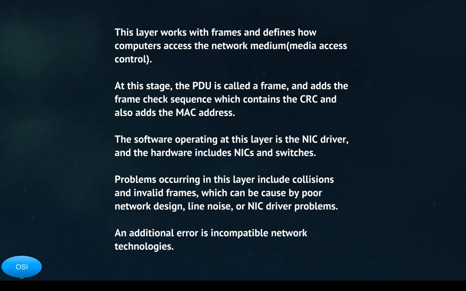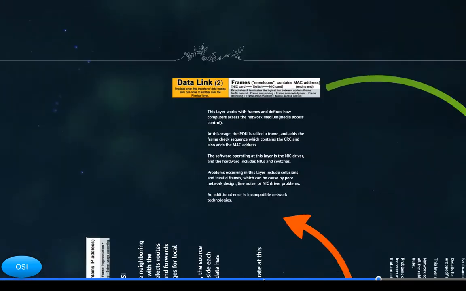The software operating at this layer is the NIC driver, and the hardware includes NICs and switches. Problems occurring in this layer include collisions and invalid frames, which can be caused by poor network design, line noise, or NIC driver problems. An additional error is incompatible network technologies.